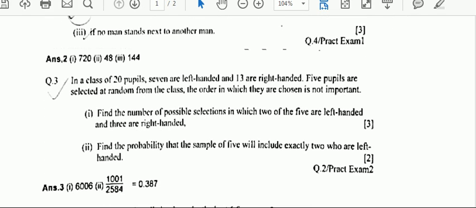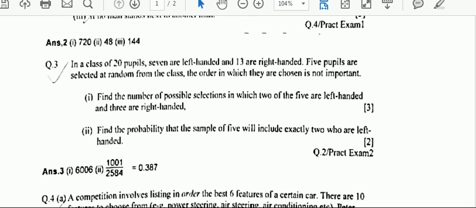The next question says, in a class of 20 pupils, 7 are left-handed and 13 are right-handed. 5 people are selected from the class. The order in which they are chosen is not important. Now here the order is not important, and if order is not important, it is a combination. Find the number of possible selections in which 2 of the 5 are left-handed and 3 are right-handed.